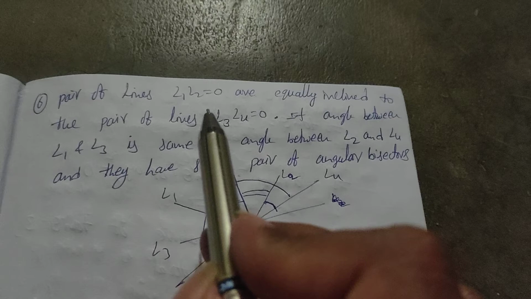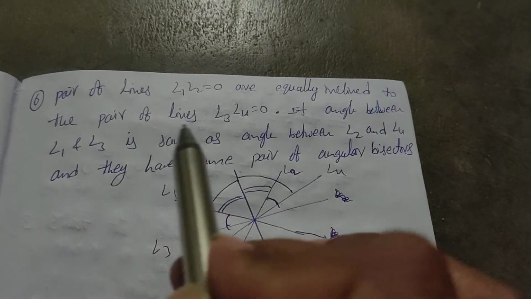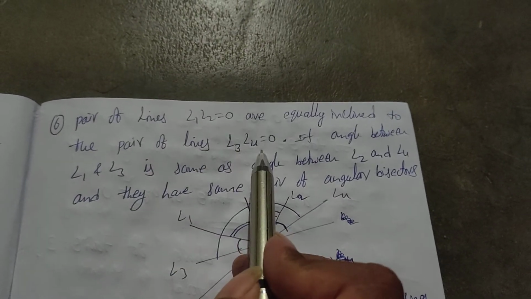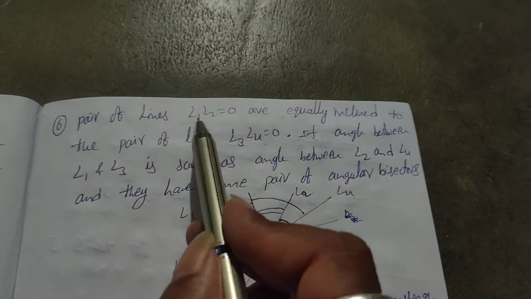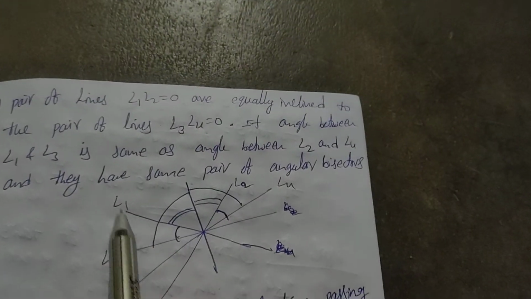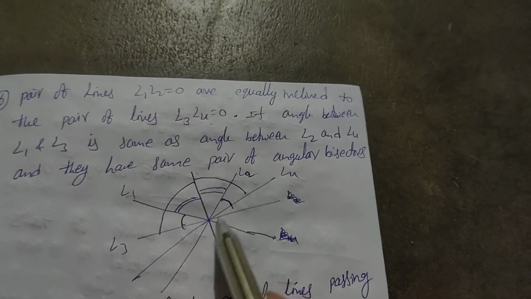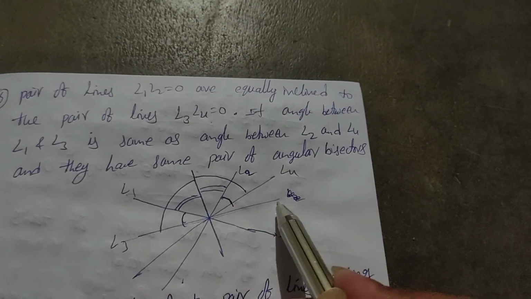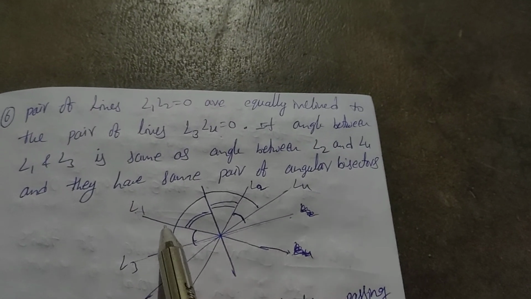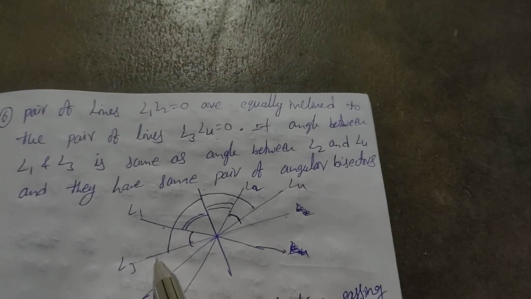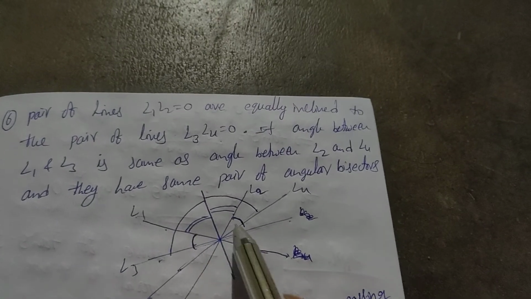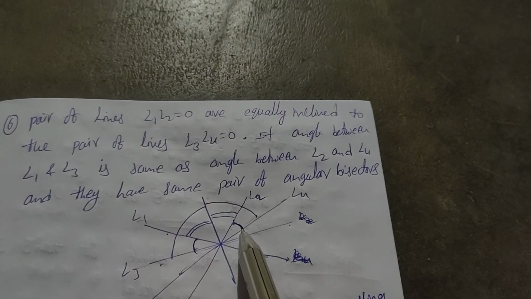The pair of lines L1, L2 equal to 0 is equally inclined to the pair of lines L3, L4 equal to 0, which means the angle between L1, L3 and L2, L4 should be equal, and these two pairs of lines have the same angular bisectors. Let us consider L1, L2, L3, L4. So what he says is, if L1, L2 is equally inclined to L3, L4, then the angle between L1, L3 and L2, L4 are equal.